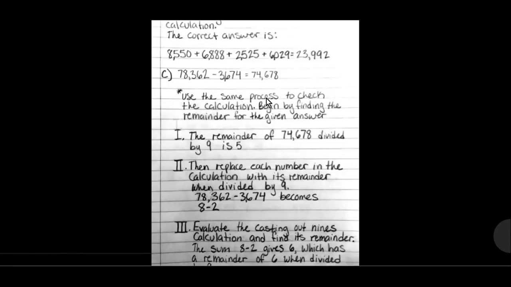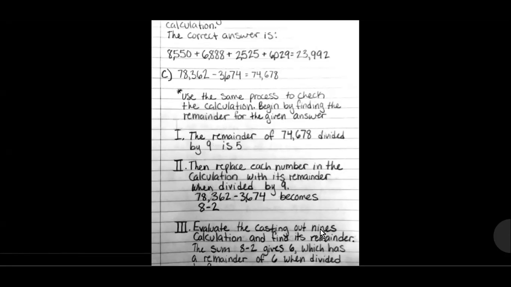It's the same process to check the calculation. We begin by finding the remainder of the given answer. So it's almost the same thing, except we subtract. You see right here, the addition of this divided by 9 is going to give us 8. And the addition of this divided by 9 is going to give us 2. So instead of adding them, we just subtract them.